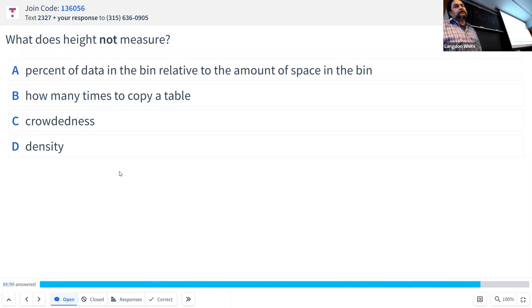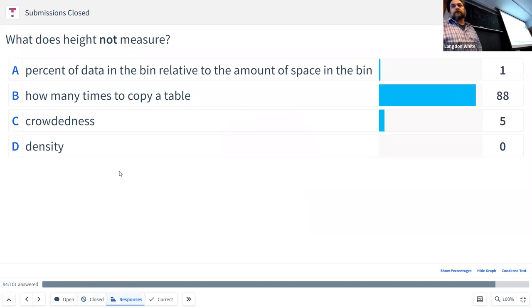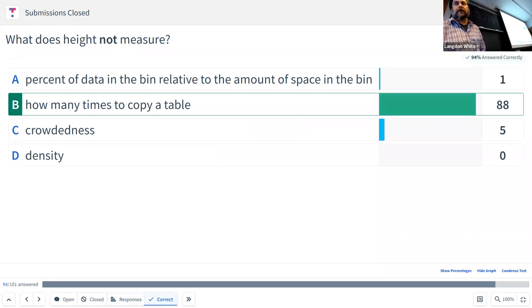All right, 3, 2, 1. All right, so how many times to copy a table? Seems like the preferred choice. And that is the correct answer.